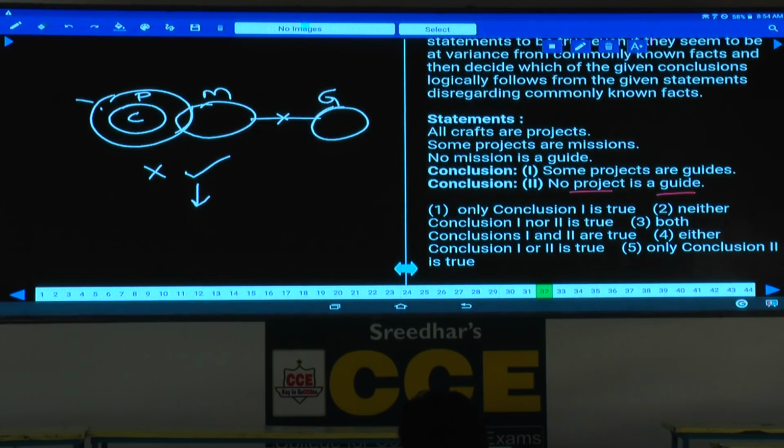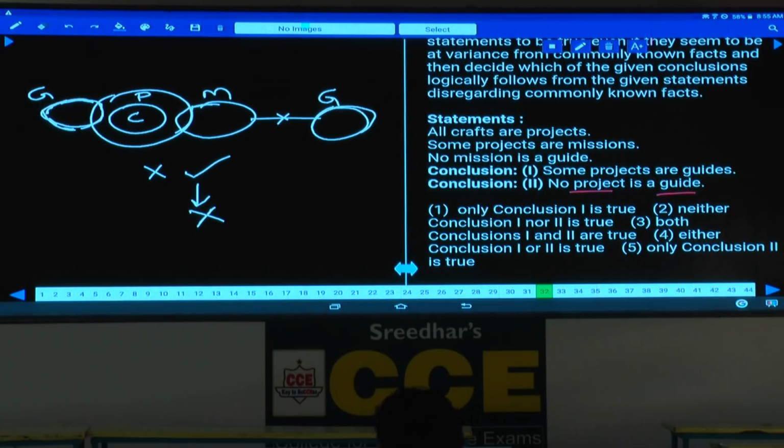Now tell me whether I can prove some projects are guides or not. Rather than drawing my guide at this place, I am drawing my guide like this. Can I draw the guide like this? If you draw the guide like this, all crops are projects is true, some projects are machines is true, and no machine is a guide. Guide is here, machine is here, and there is no intersection between machine and guide. Hence all three statements are valid. So no project is a guide has become false, because I have proven a case wherein some of the projects are guides. Hence, with the alternate diagram proven, the previous conclusion will be false.